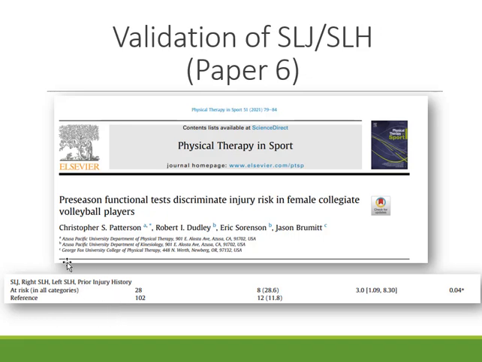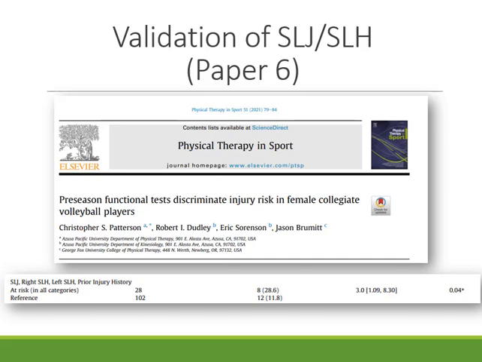So each of these things alone were not associated with a greater risk of injury, but if an athlete had a particular profile, and in this case, of the 130 athletes that we looked at, 28 fit that risk profile, having the lower jump and hop scores and a prior injury history, those individuals were at a 3 times greater risk of injury.